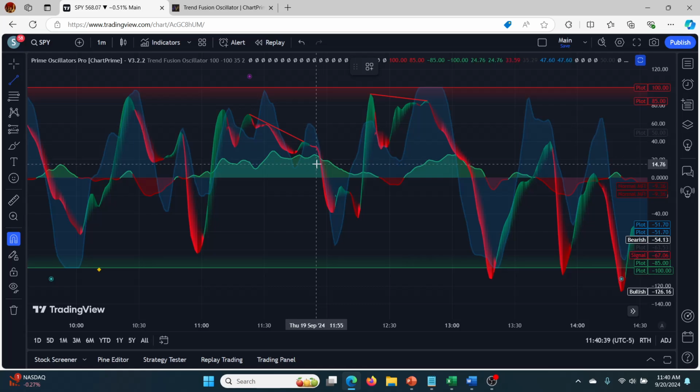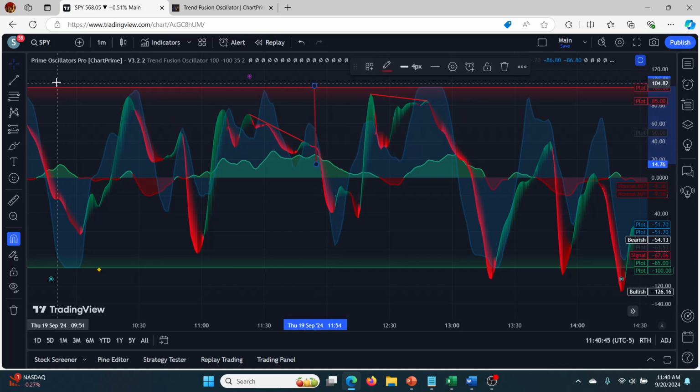Just based on, if you were just looking at the oscillator. So I'm going to draw a line up like this. And same with the thing on the right here. So if we look over to the right.